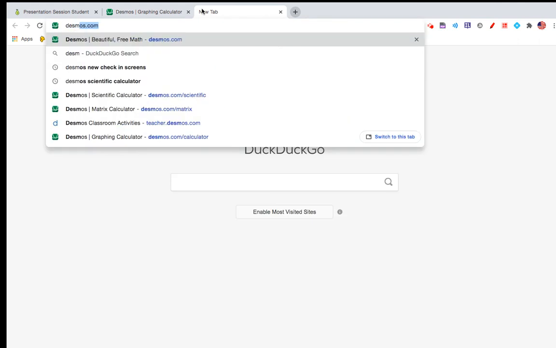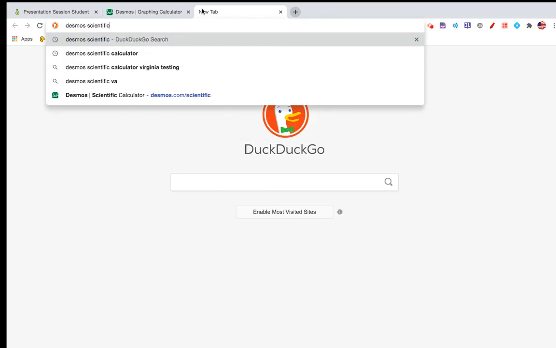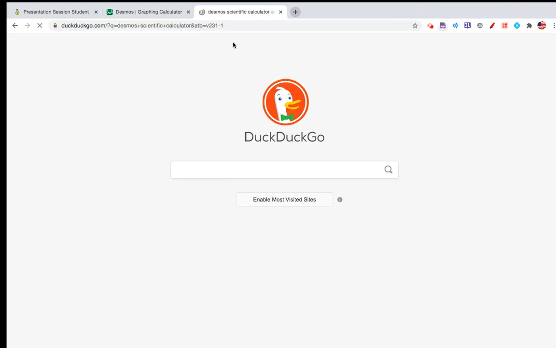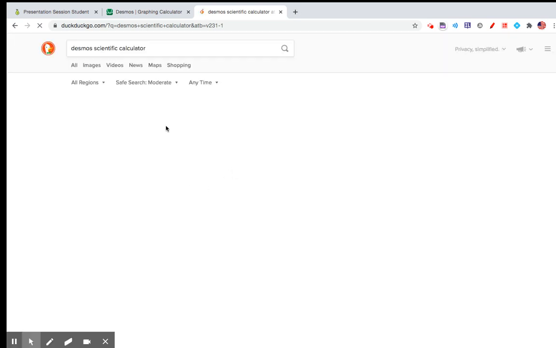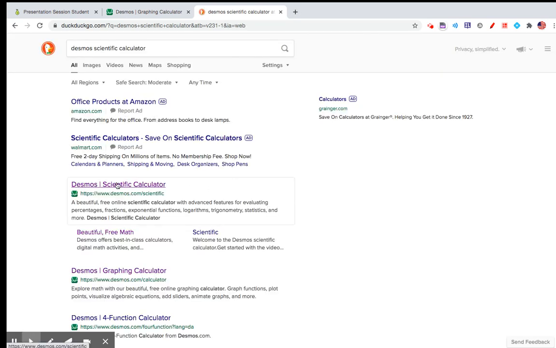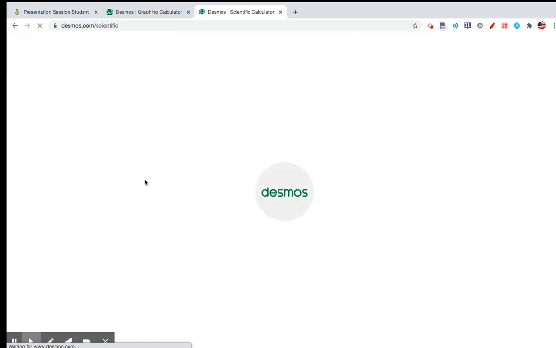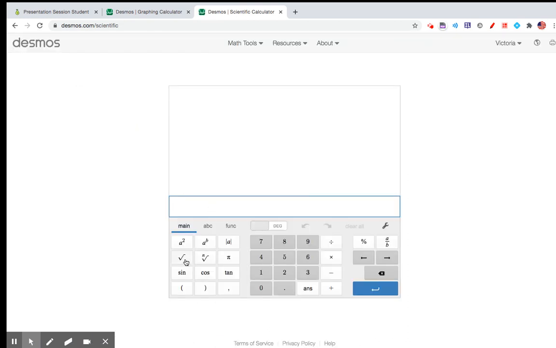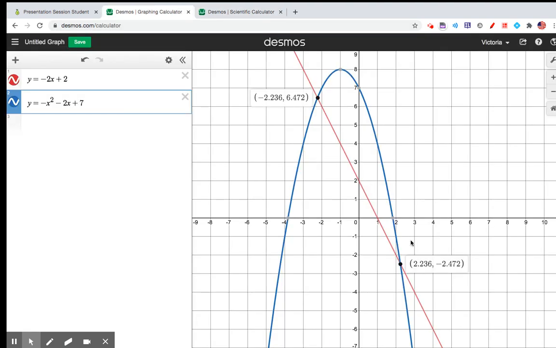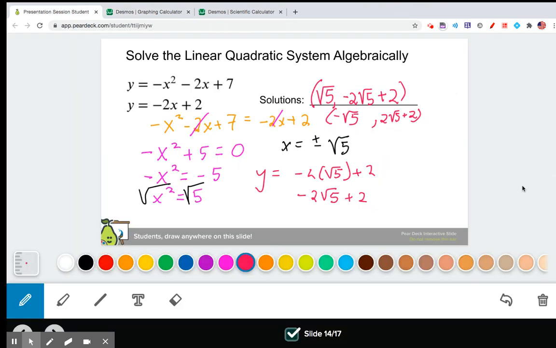If I use the Desmos scientific calculator, just to make even more sense of this, and I ask, what is the square root of 5 approximately? Because that's my x coordinate, right, everybody? Square root of 5. There's that 2.236 that I see on Desmos. Same thing with negative square root of 5. All right, that's a little background on solving linear quadratic systems algebraically.